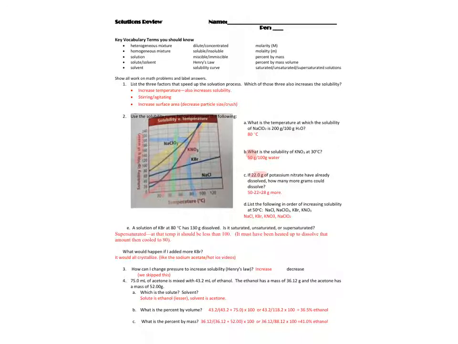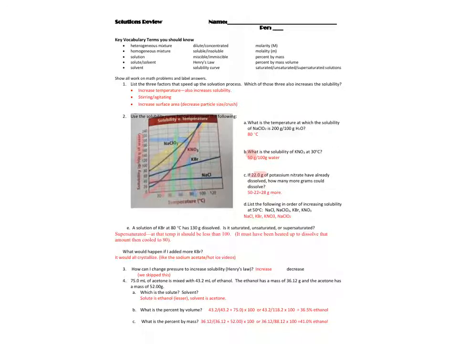On E, it asks about potassium bromide at 80 degrees, where 130 grams are dissolved, and what type it is. If we look at 80 degrees here, we're going to go up to this KBr point on there.